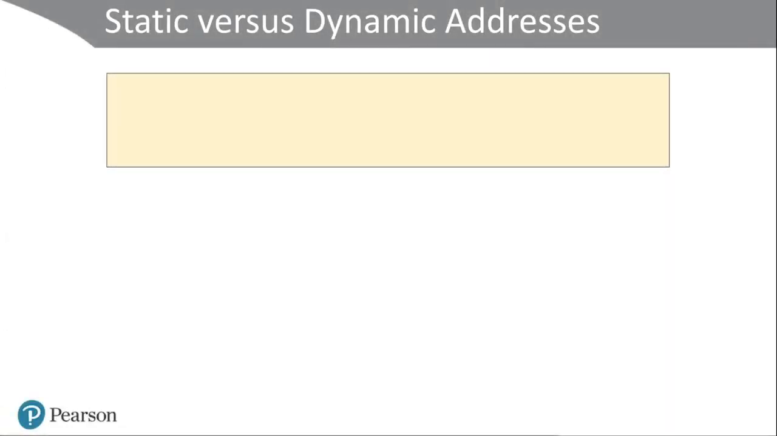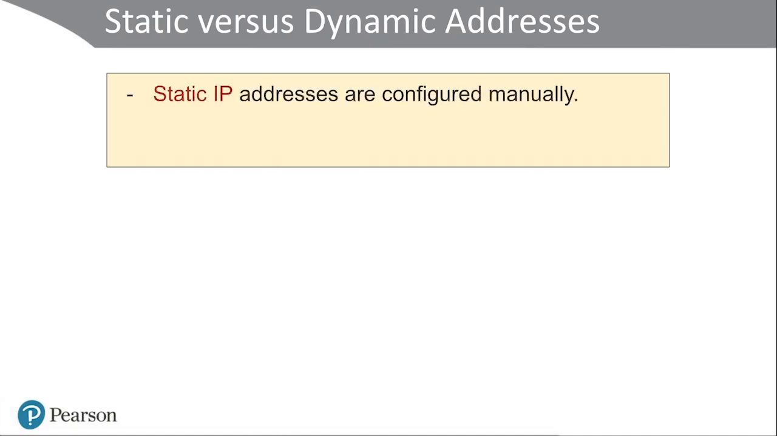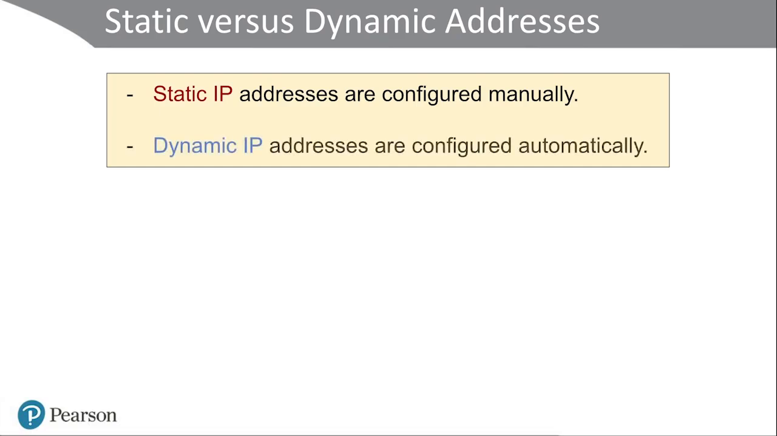Let's briefly talk about the difference between static and dynamic addresses. A static IP address is one that is configured manually. We, as administrators, actually type in the IP address to important devices, servers, and things of that nature. However, dynamic IP addresses are ones that are configured automatically. Clients will normally get dynamic IPs. They will obtain their IP information automatically from a DHCP server somewhere on the network.